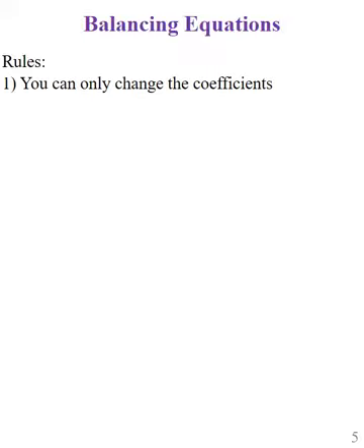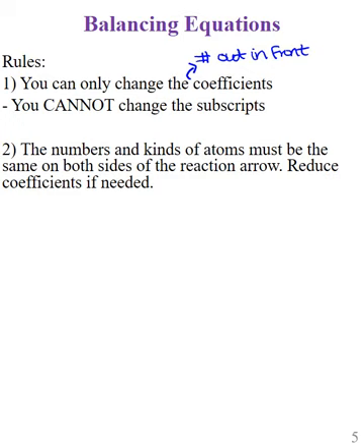So here are some rules that describe how to make something balanced. The first one is you can only change the coefficients. What are coefficients? These are the numbers out in front. One thing you cannot change are the subscripts. These are the numbers that are on the lower right.